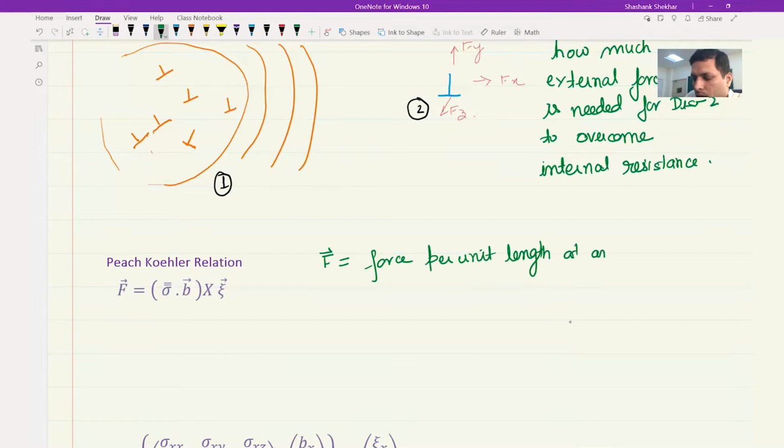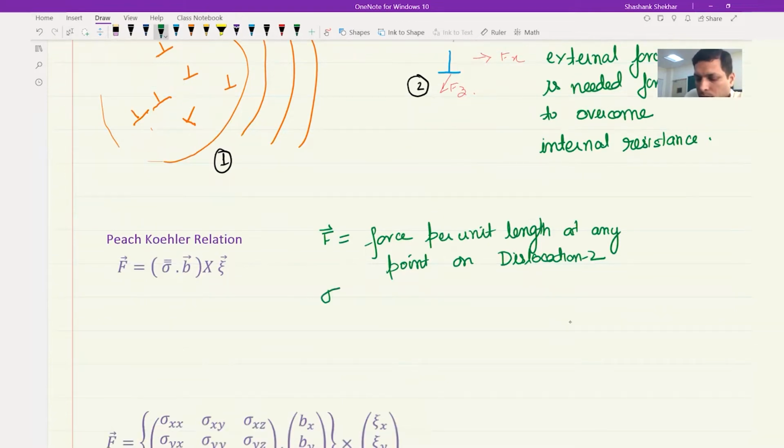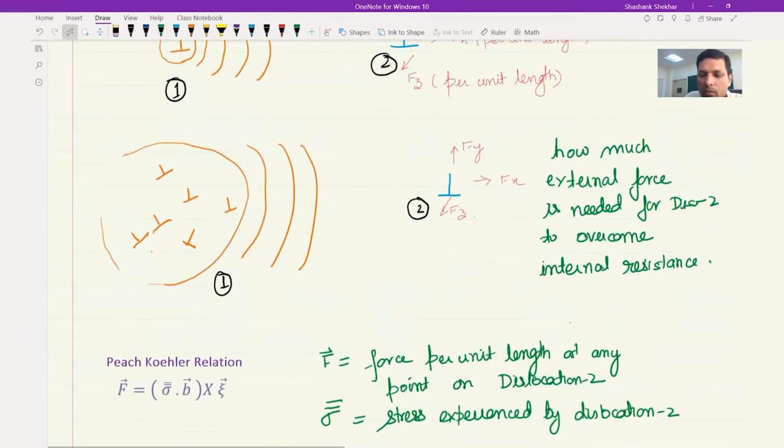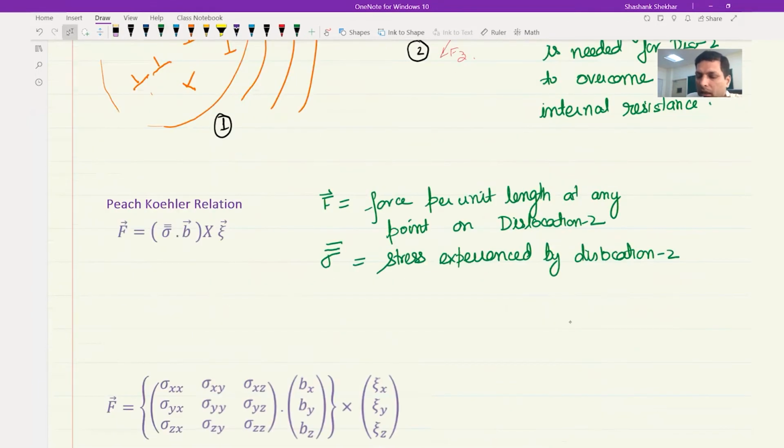At any point on dislocation 2, sigma is the stress experienced by dislocation 2. But it may be generated by this bunch of dislocations, or it may be generated by dislocation 1. But it is being experienced by dislocation 2.